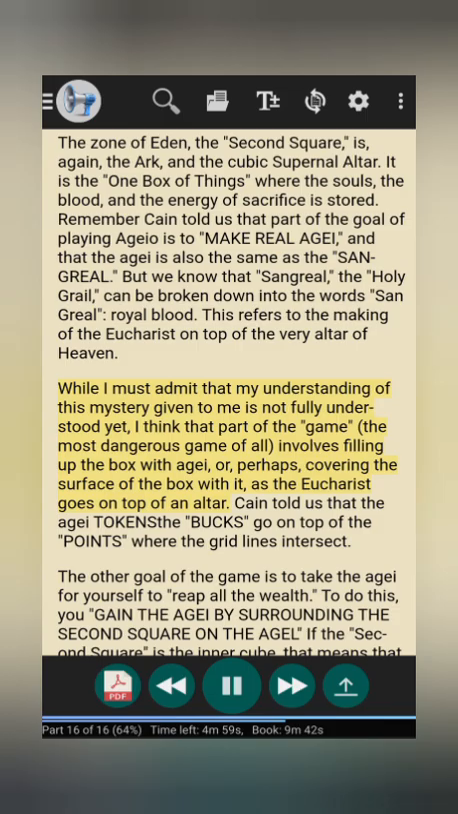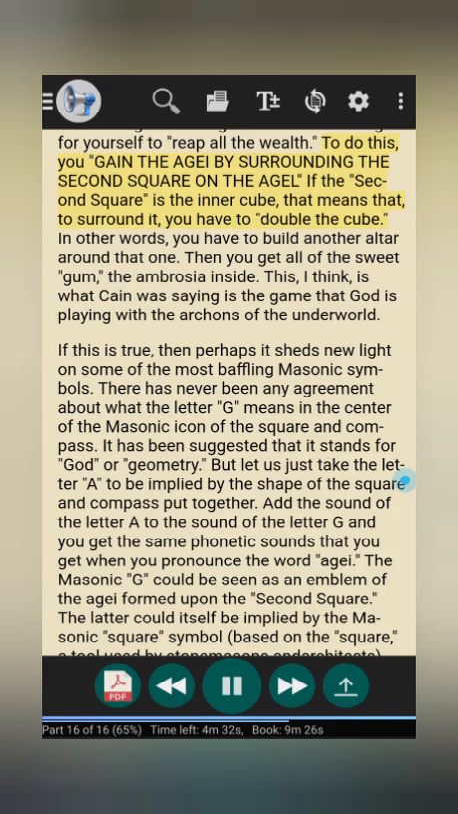While I must admit that my understanding of this mystery given to me is not fully understood yet, I think that part of the game, the most dangerous game of all, involves filling up the box with Agei, or perhaps covering the surface of the box with it, as the Eucharist goes on top of an altar. Cain told us that the Agi tokens, the bucks, go on top of the points, where the grid lines intersect. The other goal of the game is to take the Agei for yourself to reap all the wealth. To do this, you gain the Agei by surrounding the second square on the Agio.